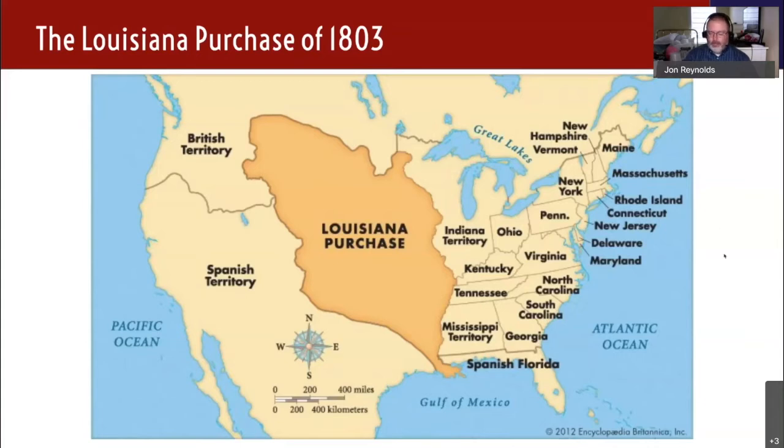I'll put them in the chat box in case you're interested. I really love reading about these two men, Lewis and Clark. It's one of my favorite stories in history. But basically, Lewis came down from Pennsylvania through Ohio and into Kentucky. He was on a boat.